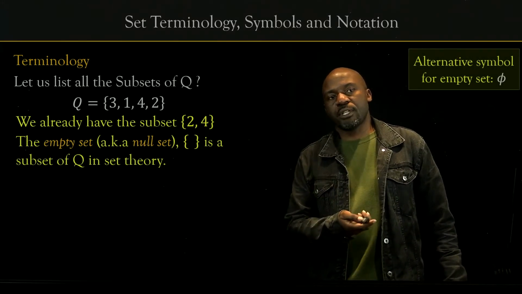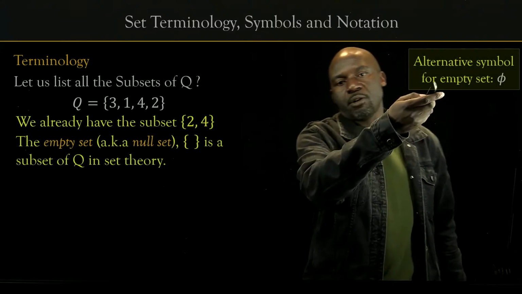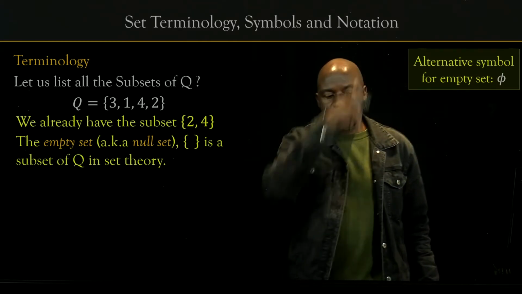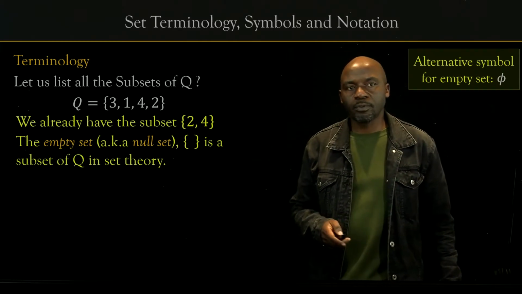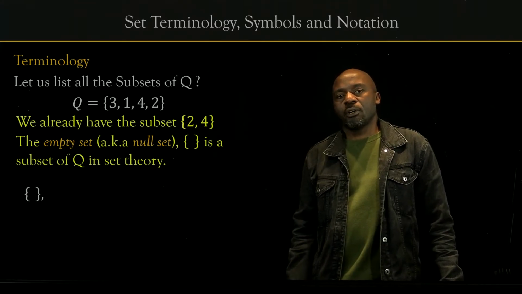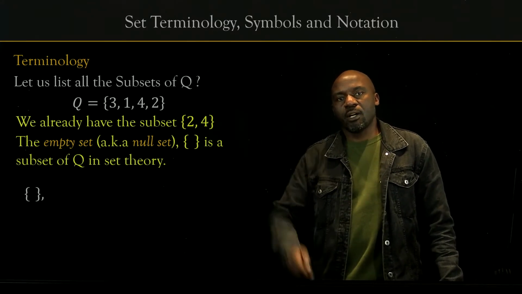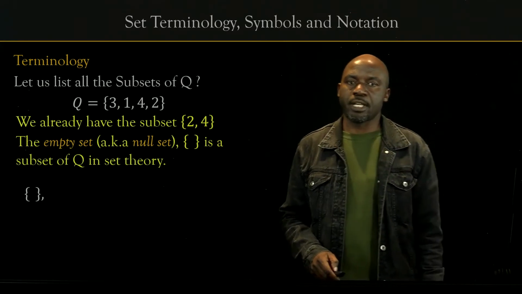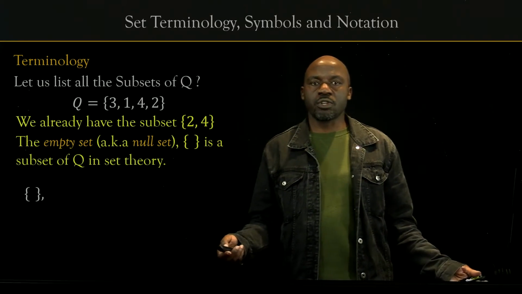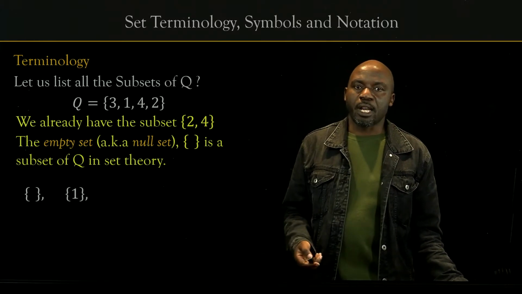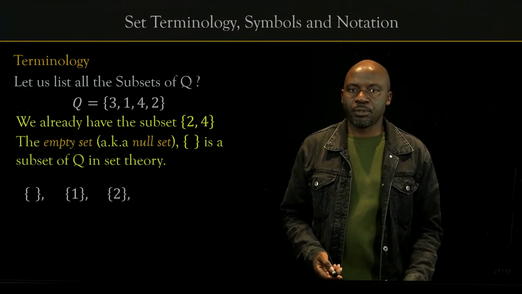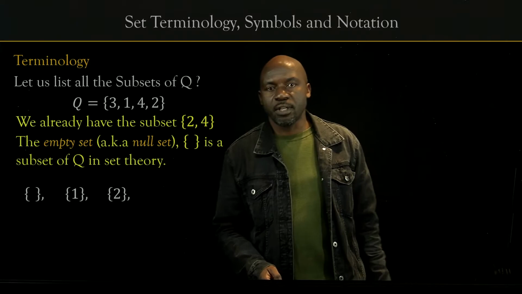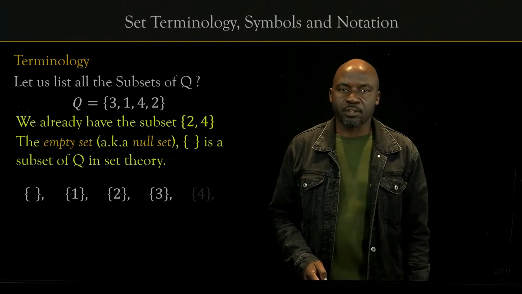The alternative symbol that we use for an empty or null set is the O with a slash on it, like that. And so we are listing all the subsets of this set Q here. The first one is that empty set. Then we can have a set that contains only 1. We can have a set that contains only 2. We can have a set that contains only 3, and one that contains only 4.